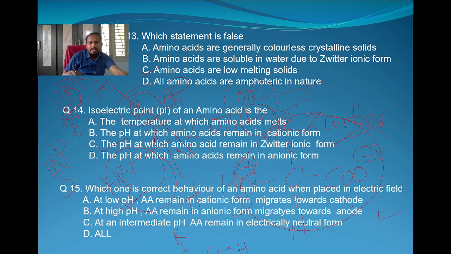At intermediate pH, it is the zwitterionic form, that is both positive and negative, an electrically neutral form. Zwitterion means that it will remain in electrically neutral form, COO minus, R, NH3 plus. So here it will not migrate to any electrode. So the answer is all of the above is correct. All the statements are correct.